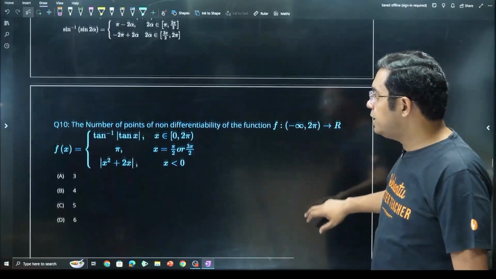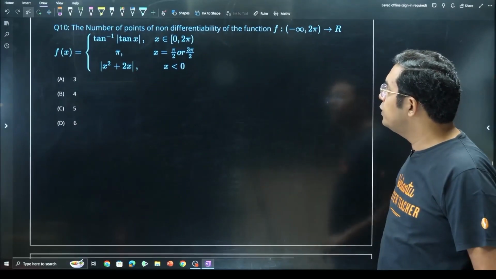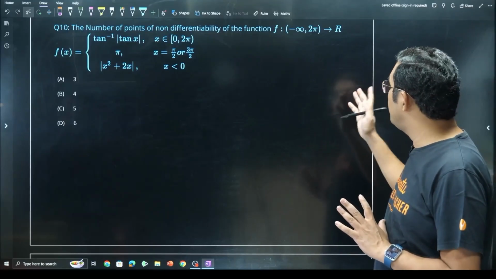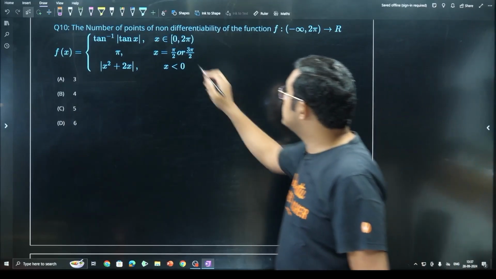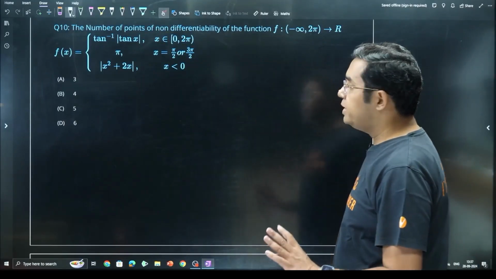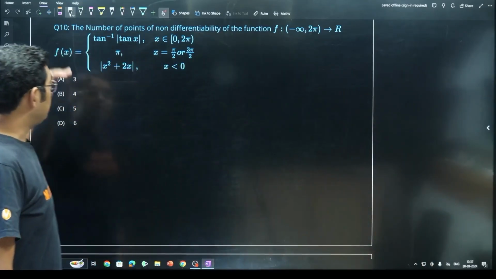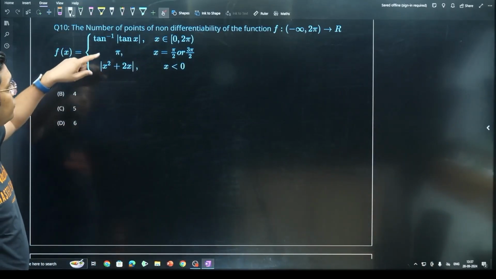So moving to question number 10, we are given the number of points of non-differentiability of the function in the interval minus infinity to 2 pi, open bracket 2r. Okay, now let's see how this can be done. I think it would be better if we make the graph for this type of question. So the first part is tan inverse mod 10x, that is from 0 to 2 pi.